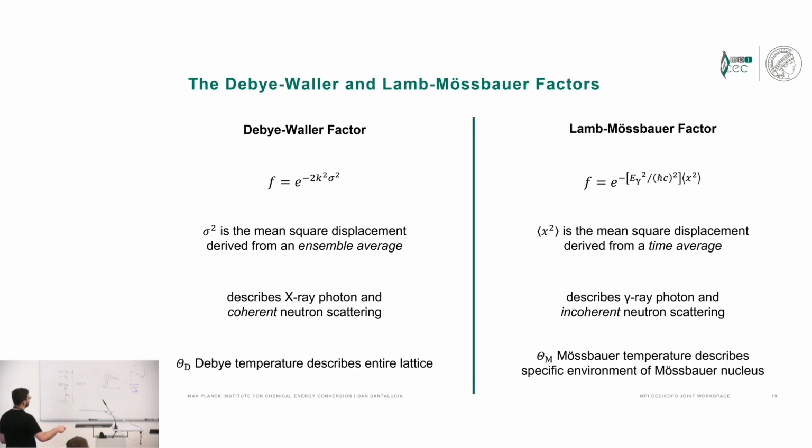And finally, the Debye temperature describes the phonons of an entire lattice. We're actually going to use a related temperature called the Mössbauer temperature, but that only describes the phonons relating to the Mössbauer nucleus and has absolutely nothing to do with any other atoms in the lattice that are not involved in the experiment, okay? But very closely related ideas.